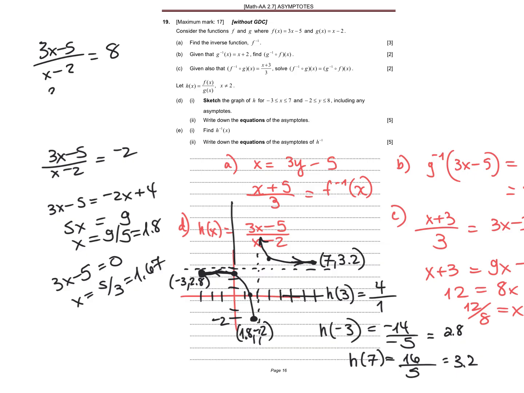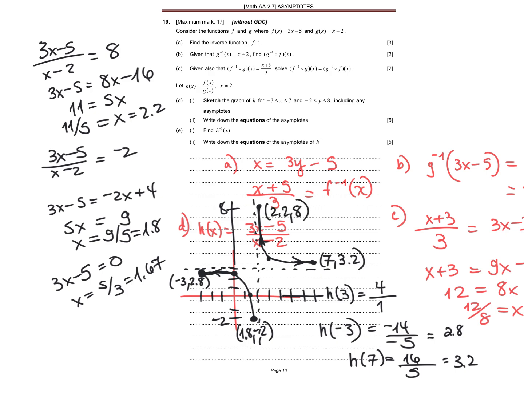And then up here, we'd have 3x minus 5 equals 8x minus 16. So we would have 11, 5x, x is 11 over 5, and that's going to be 2.2. This keeps going up, and that's 8. So up to here, and you'd label that 2.2, 8. All right, so it's just portions of these graphs, and you have to stop on the endpoints.